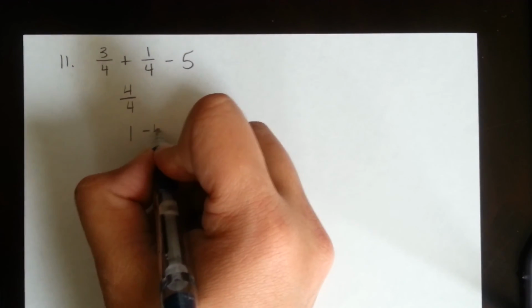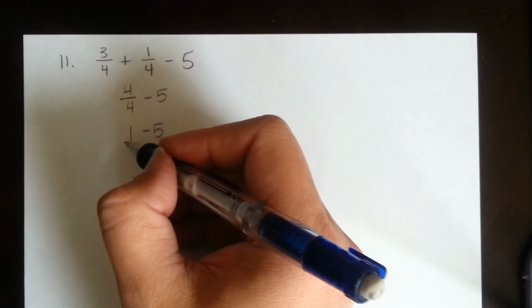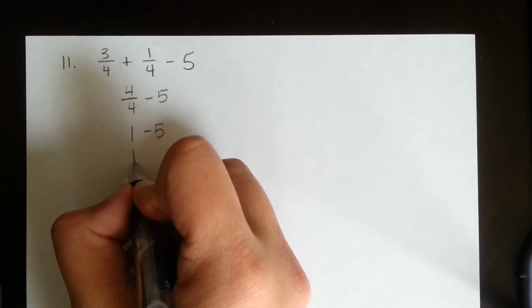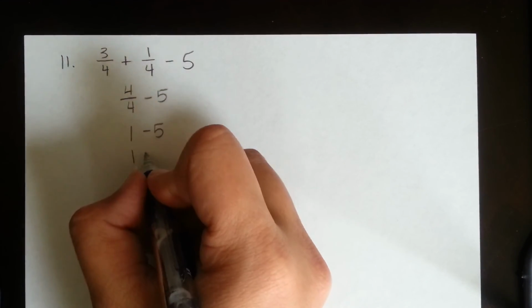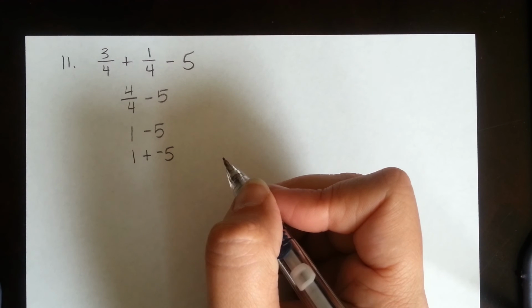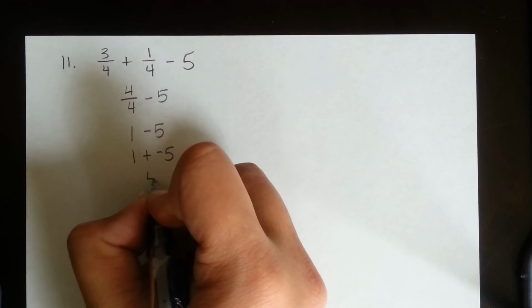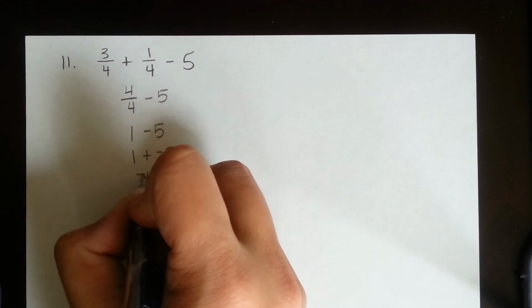So we have 1 minus 5. Now we have a subtraction problem, so we're going to leave the first term alone, change from subtraction to addition, and use the opposite of 5, which is negative 5. If we're following our addition rules, we have different signs, so we're going to subtract the numbers, keep the sign of the larger absolute value.